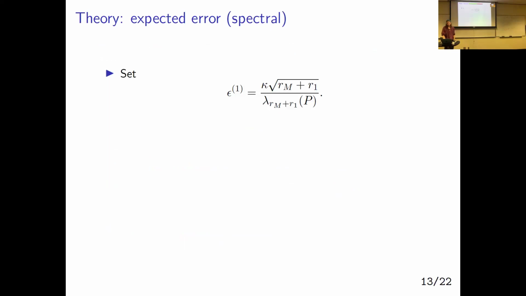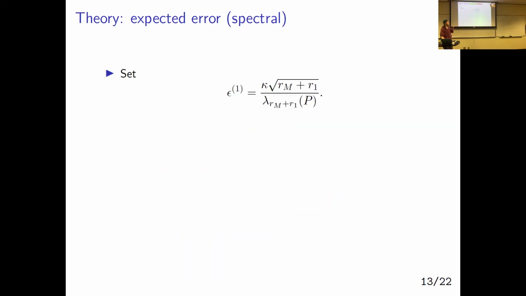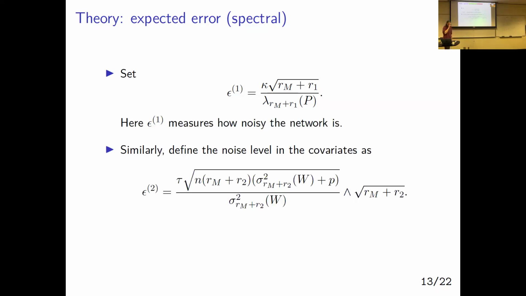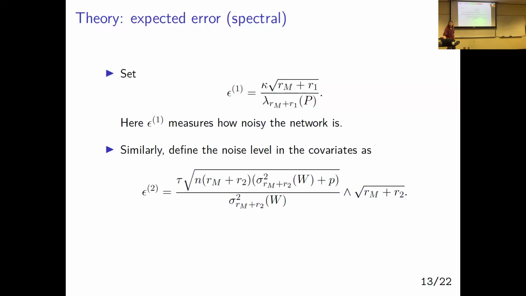All right. Once we have these parameters, I'm going to introduce some notation to collect some of those. First off, we've got this noise term that we can associate to the network. It's going to be the variance type term over the signal, times some rank. Similarly, for the covariates, we've got a noise level type term. I'm just collecting parameters here.